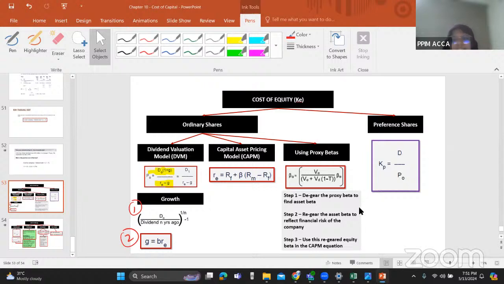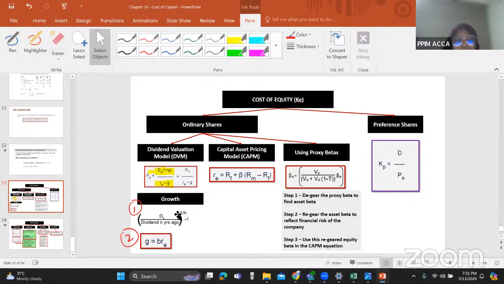Then if you have a preference share, the cost of the preference share will equal the dividend divided by the market price of the preference share. It's the same equation, just rearranged to make the cost of preference share the subject of the formula. And we don't usually incorporate growth when we are talking about preference shares. So these are the only equations that you have to know with regard to how to calculate cost of equity.